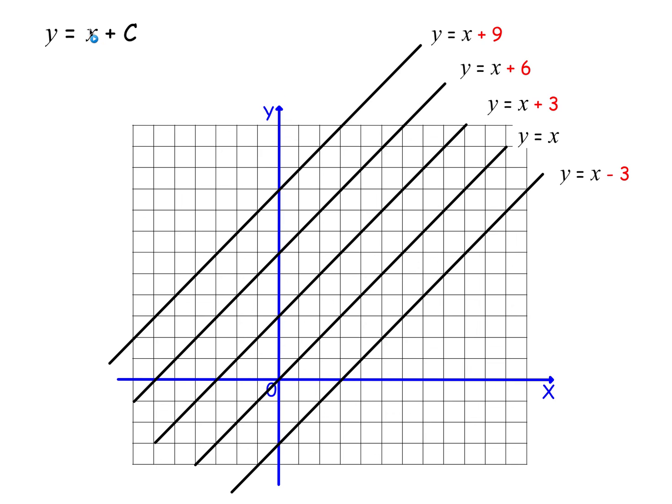So if you look at the numbers at the end here, plus 9 goes through 0, 9. Plus 6 goes through 0, 6. Plus 3 goes through 0, 3. Minus 3 at the end, it goes through 0, negative 3. So that red number on the end is the y-intercept. Y-intercept 9, y-intercept 6, y-intercept 3, and it's this plus c on the end. That plus c, that's the bit in red.